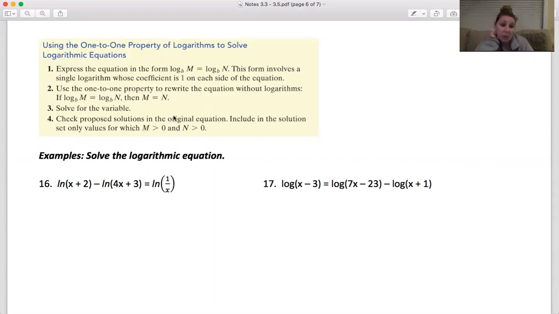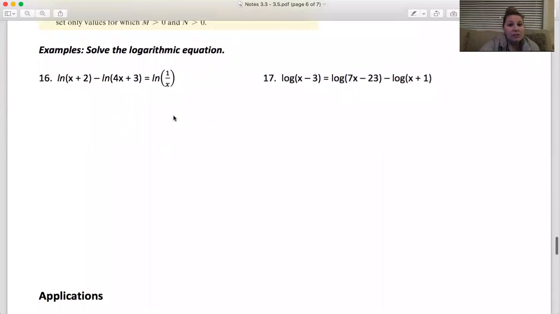So let's go ahead and look at an example here. I'm going to move this up to give myself a little bit more space.